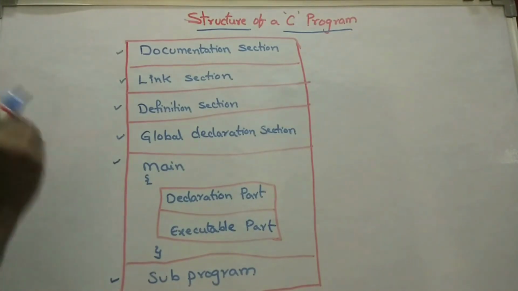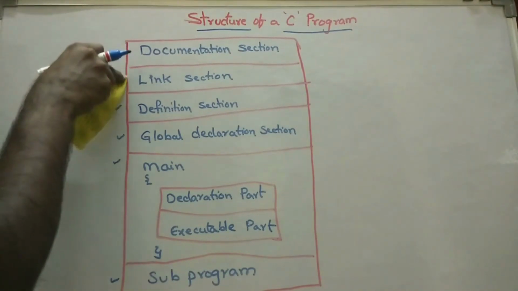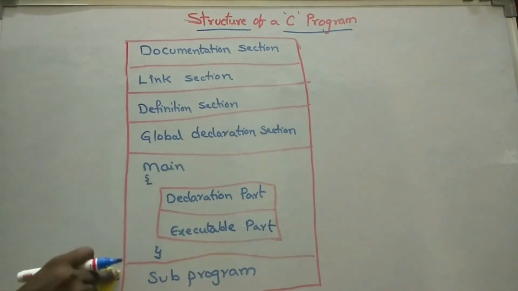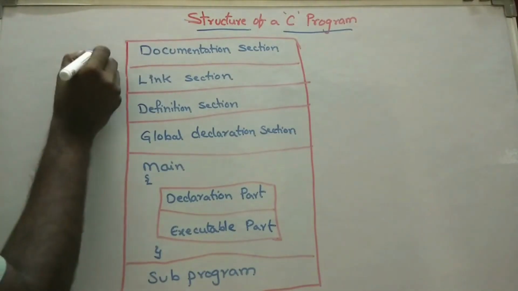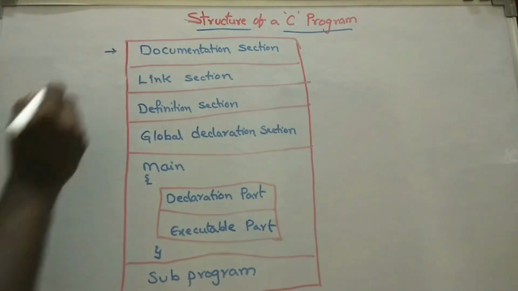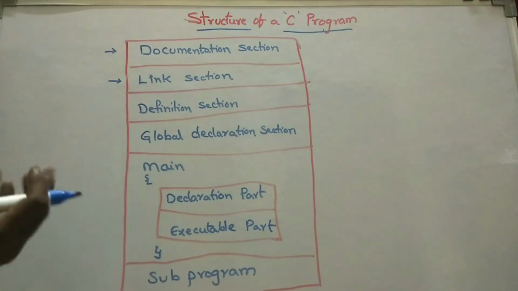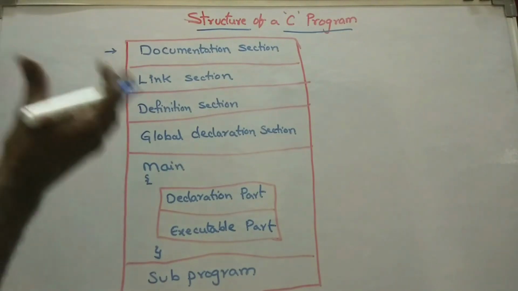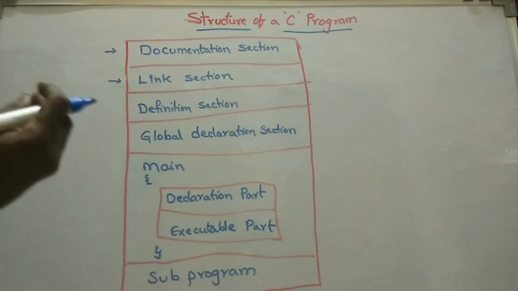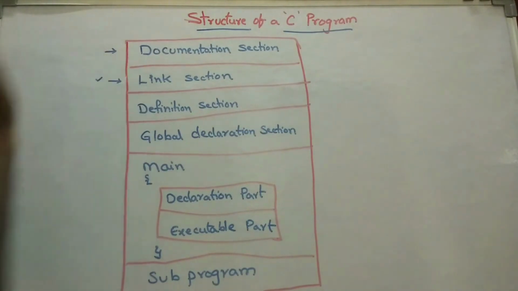First, I will roughly explain the need of each section. The need of the documentation section is to give some description about your program. You can give some documentation about your program. And what is the need of the link section? By using the link section, we include some header files as well as some libraries which are necessary for successful execution of your program.